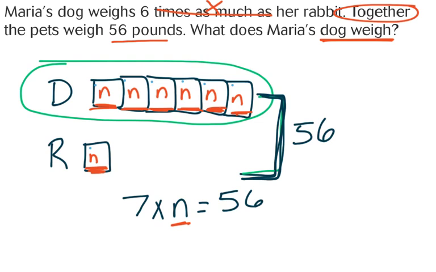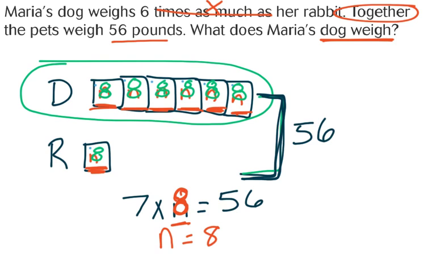Before we do anything else, we need to figure out what n is equal to. So we need to think about our multiplication facts. 7 times what is equal to 56? I know that 7 times 8 is equal to 56. So I'm going to rewrite this to solve for n. My n is equal to 8 because I know that 7 times 8 is equal to 56. So what I'm going to do is go back into my diagram and I'm going to replace all of my n's with 8's. Okay, so all of my n's have been replaced with 8's.